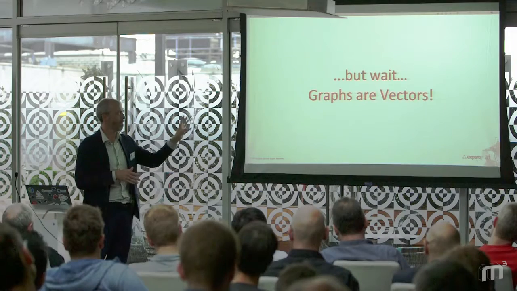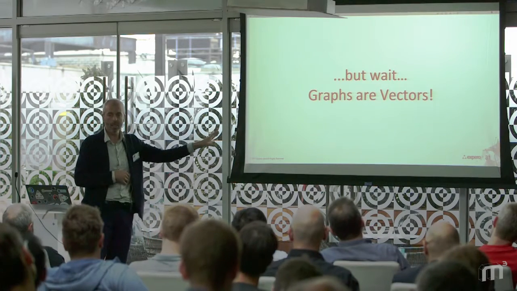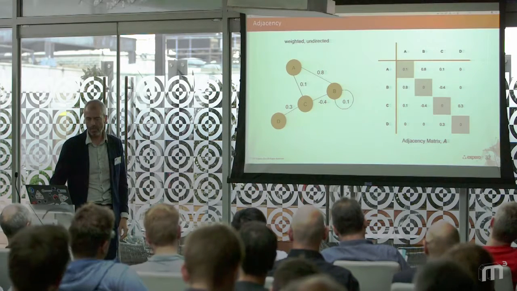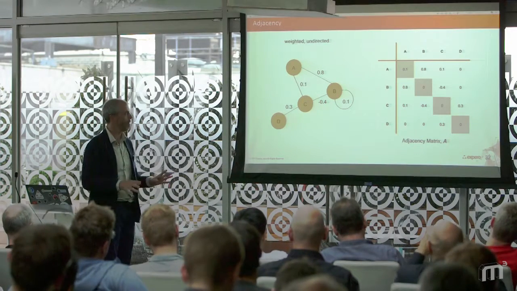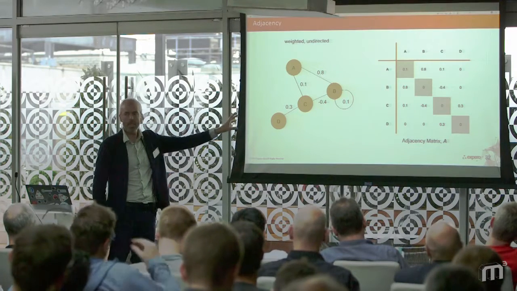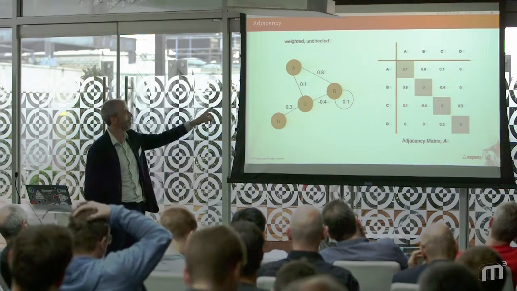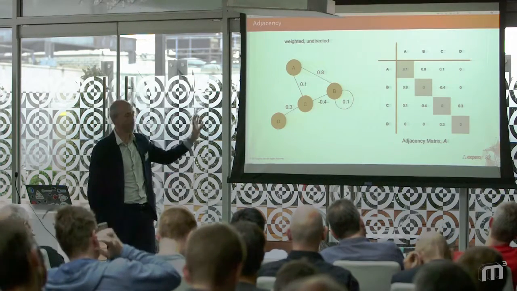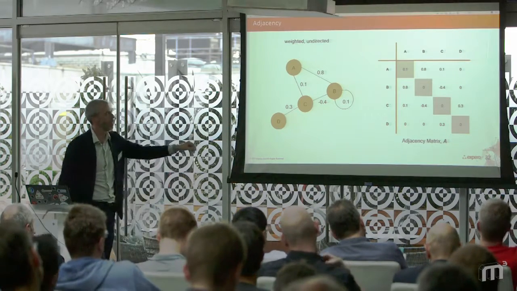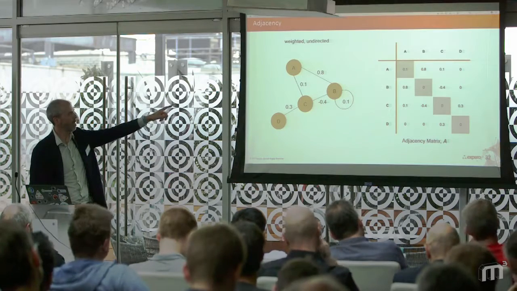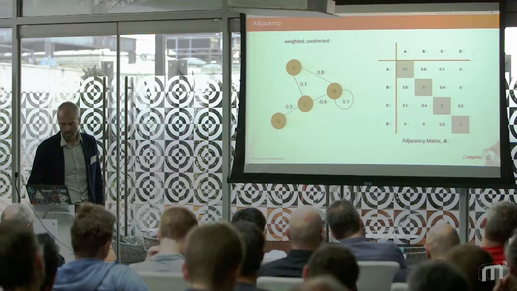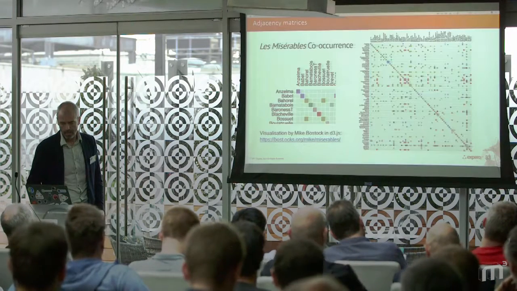And it turns out that graphs are already vectors as well. A simple graph like this is actually fully represented by its adjacency matrix. So for any given graph, you can represent it by an adjacency matrix. This is a weighted undirected graph, and it's one of the simplest ones to analyze, but the adjacency matrix ends up being symmetric, and the weights are conveyed in each cell. And that fully describes the graph structure.